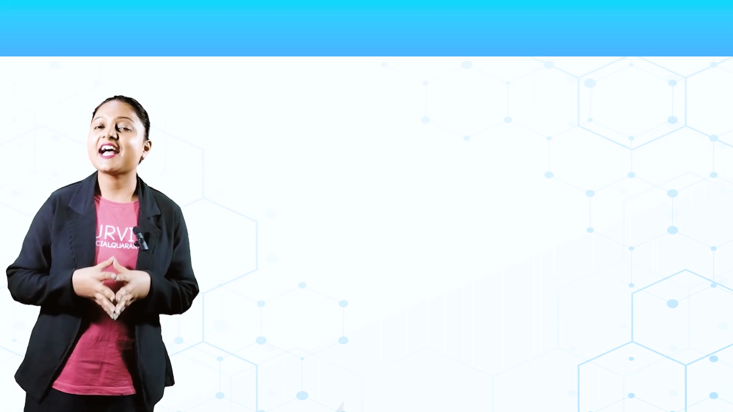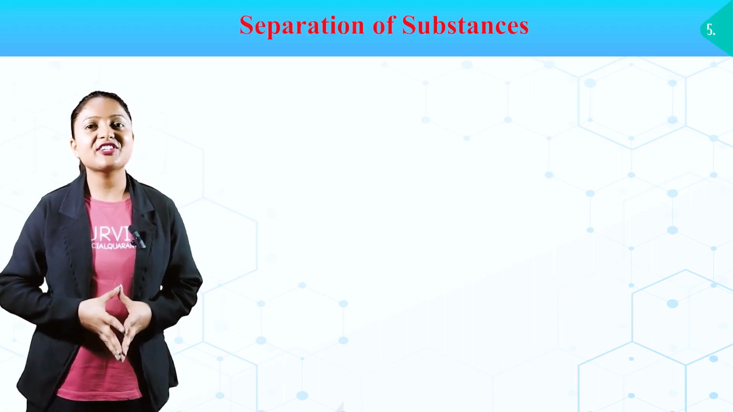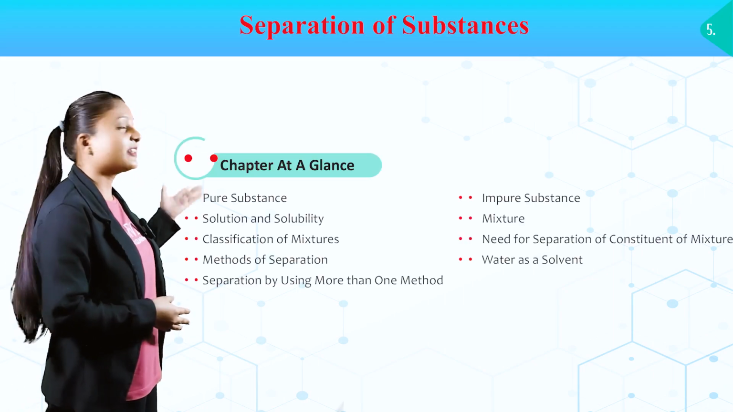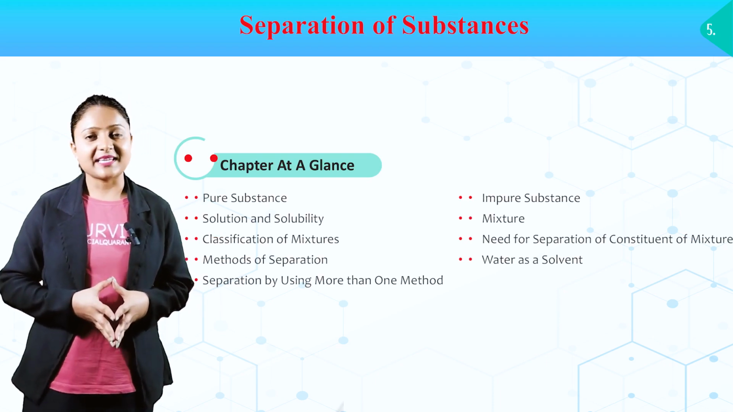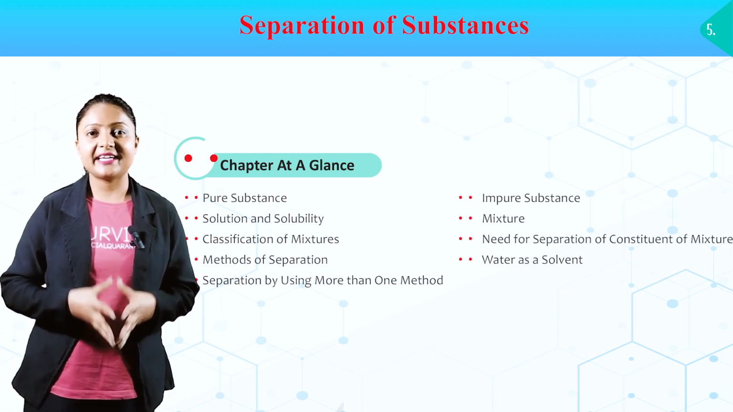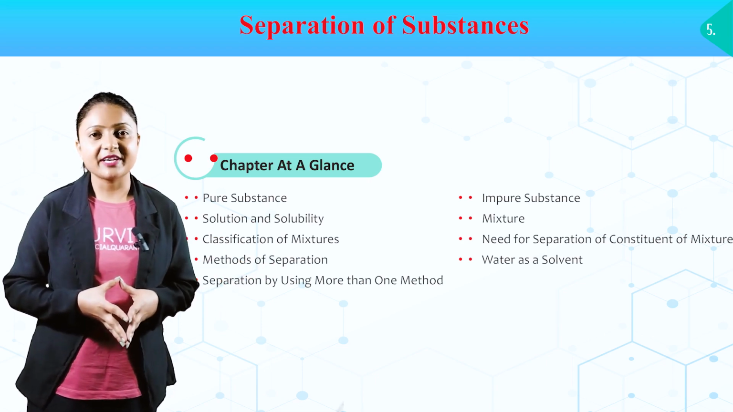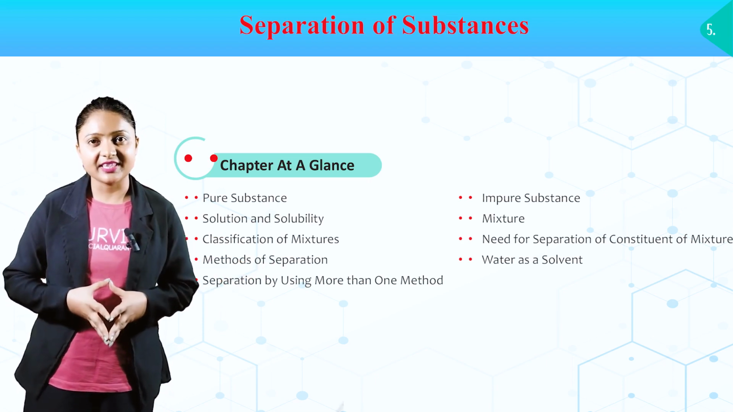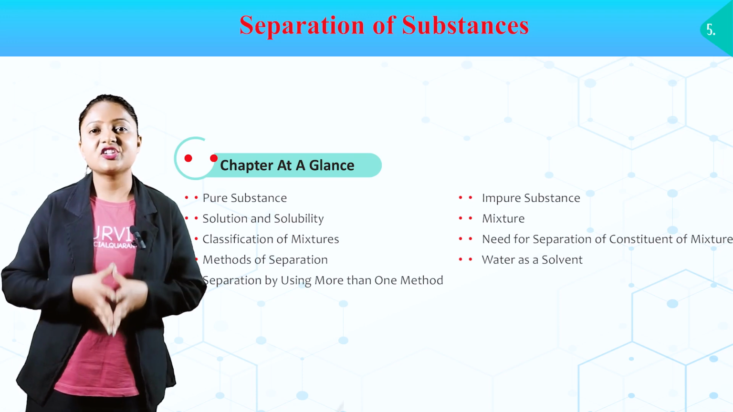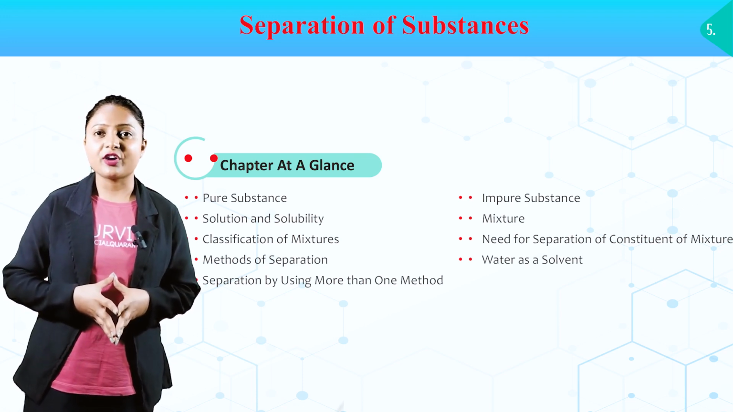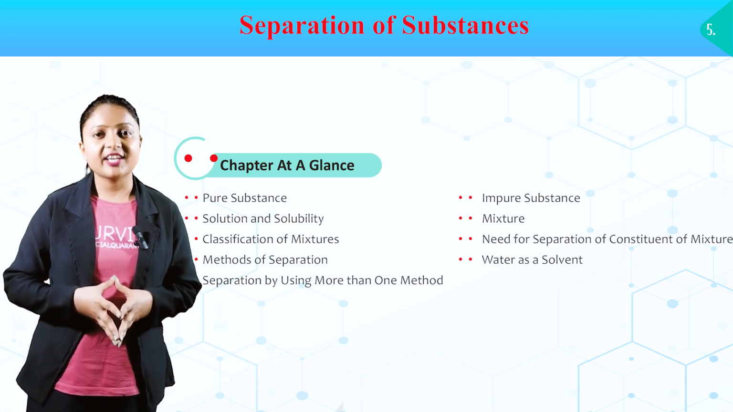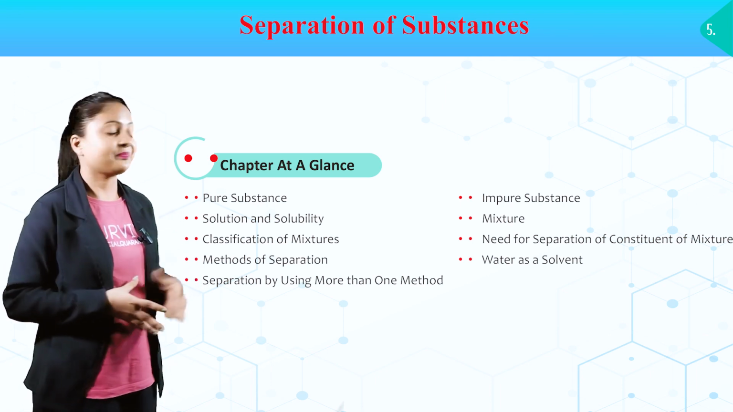Today we are starting our chapter 5, which is separation of substances. Chapter at a glance: pure substance, solution and solubility, classification of mixture, methods of separation, separation by using more than one method, impure substance, mixture, need for separation of constituent of mixture, water as a solvent.